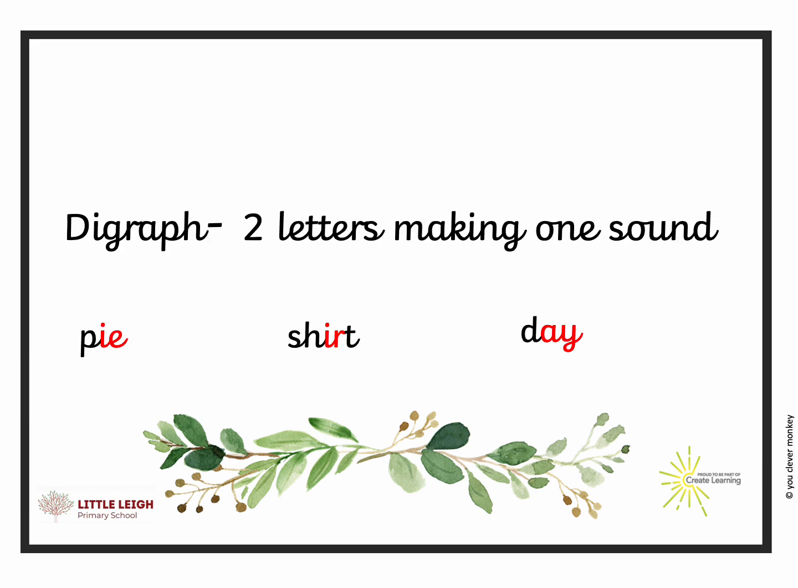Okay, digraph. This is where two letters make one sound. So with pie here, you've got the I and E, they come together to make the I sound. With shirt, you've got the I and R come together to make the sound. But also with sh here, that would count as a digraph because the S and H come together to make the sh phoneme. And then here with day, you have the A and Y that come together to make the A phoneme.